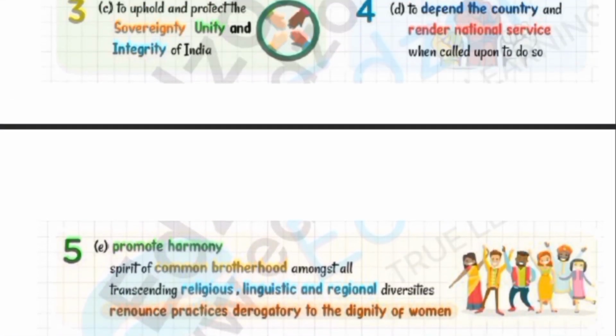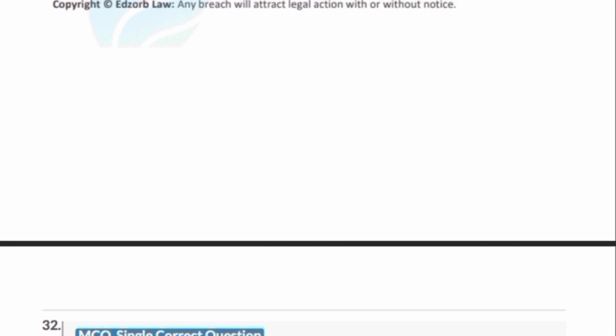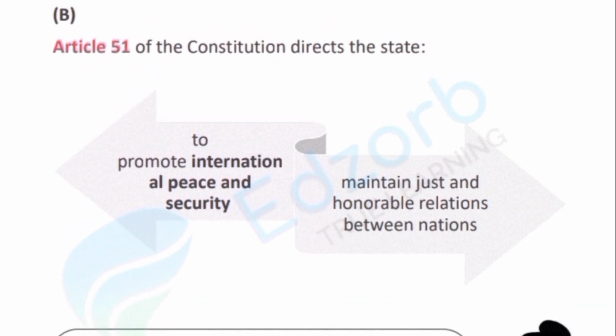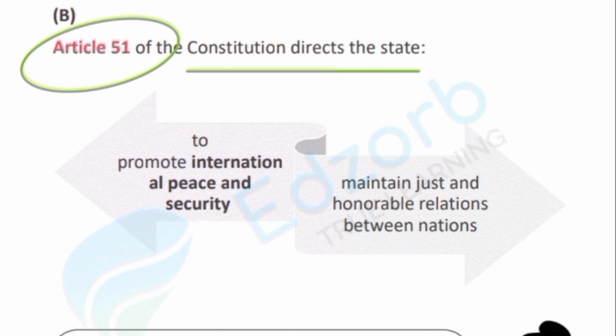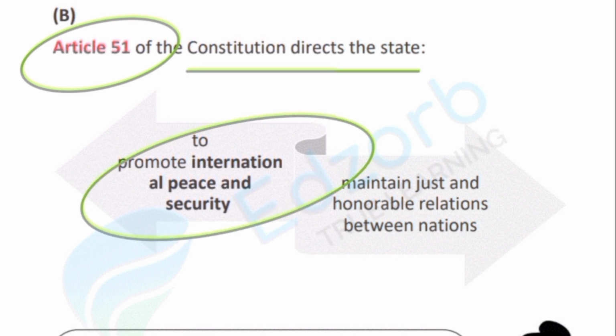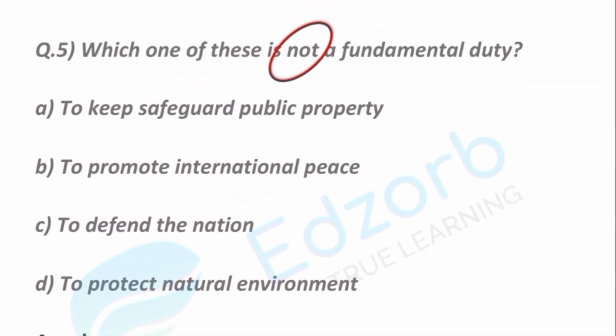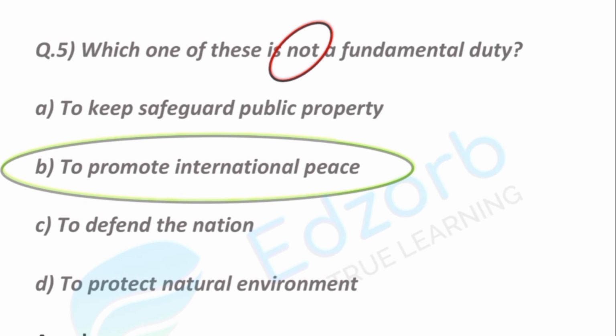Now focus on the question again, because it is not talking about how many fundamental duties are there. We have to eliminate. So Article 51 of the Constitution talks about promotion of international peace and security. However, this duty is enjoined upon the state, and here we had to mark the option B, which was correct.